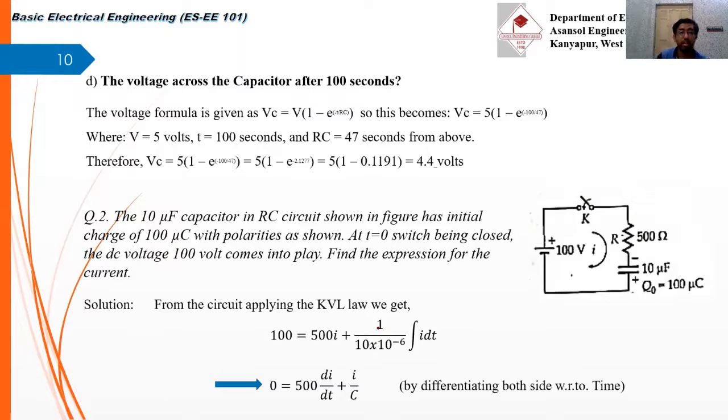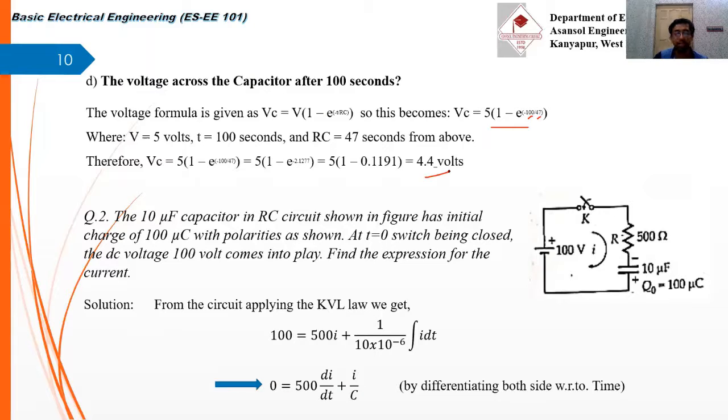Now, the voltage across the capacitor after 100 seconds. That means the t value is 100 seconds and the RC value we already know. Okay, what is the RC value? 47 seconds. Put those values: t value is 100, RC value is 47. Calculate this value. You will get the answer as 4.4 volt.